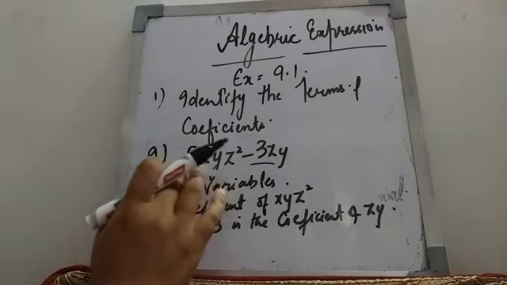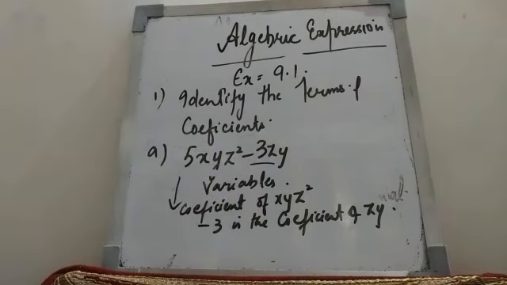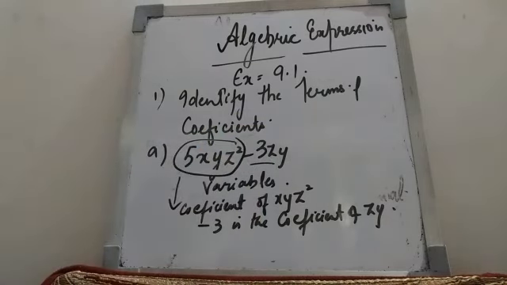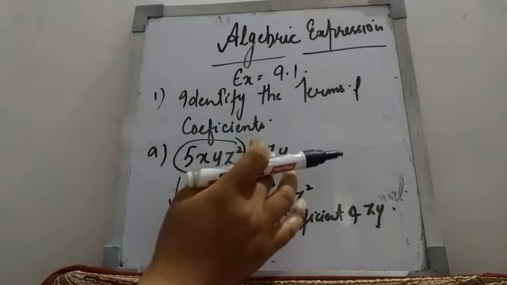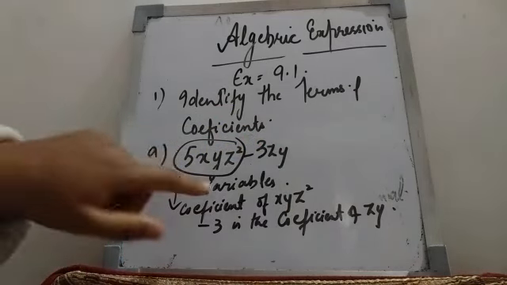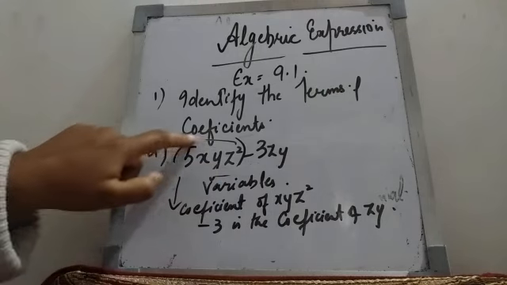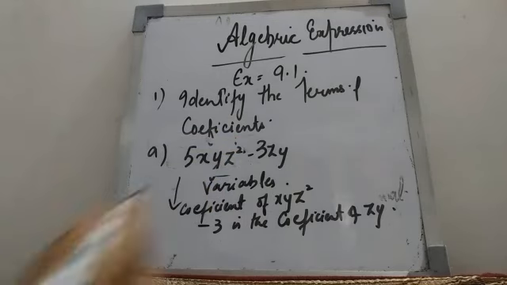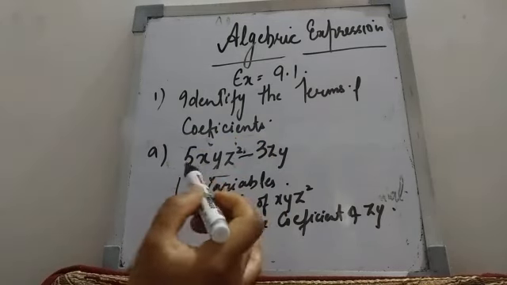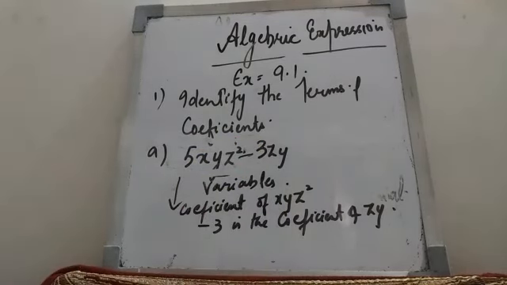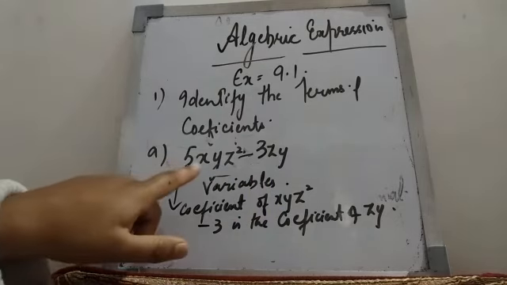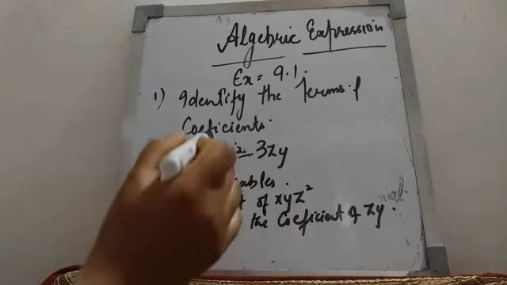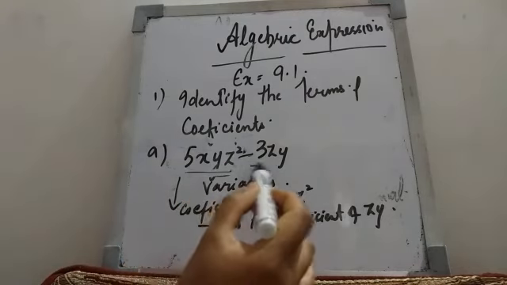In this part, 5xyz square minus 3zy, there are two terms. The first is 5xyz square, and the next term is 3zy. How could we come to know whether there are two terms or one term? If there is a positive sign or negative sign in between, then there are two terms. Here these two parts are separated by the negative sign, therefore these are two terms, this and this.